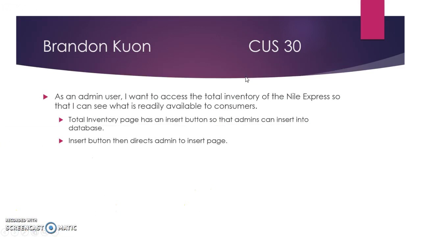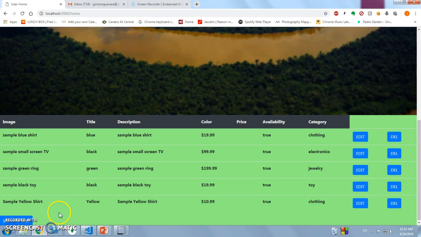As an admin user, I want to access the total inventory of the Nile Express so that I can see what is readily available to consumers. The total inventory page has an insert button so that admins can insert into the database. The insert button then directs the admin to the insert page.